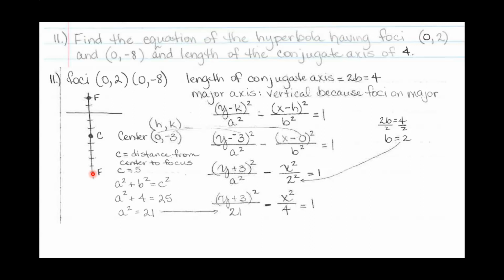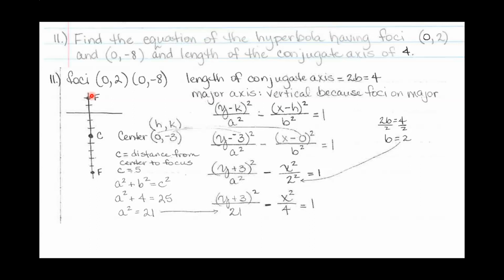My foci are always on the major axis. So I know my major axis is going to be vertical. So as soon as I figure that out, I'm going to go copy that equation off of my note sheet for major axis vertical. All right. I need my center, h, k, and I need a and b. So let's talk about h, k. Your center has got to be halfway between those two foci, right? Like the midpoint of those two foci.